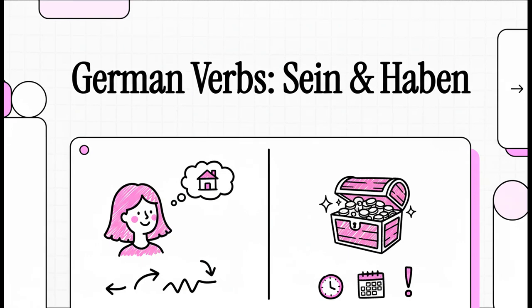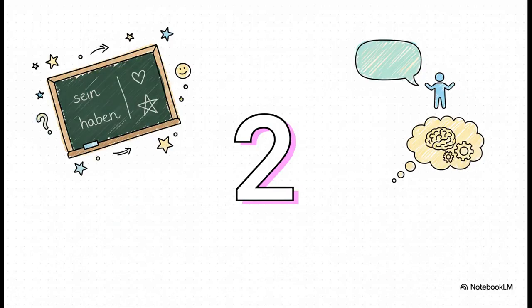In this lesson, we are going to zero in on just two verbs. Now that might sound pretty simple, but trust me, these are the absolute cornerstones of the German language. Sein, which means to be, and haben, meaning to have. If you can get these two down, you've basically built the foundation for everything else that comes next. And I am not exaggerating one bit.